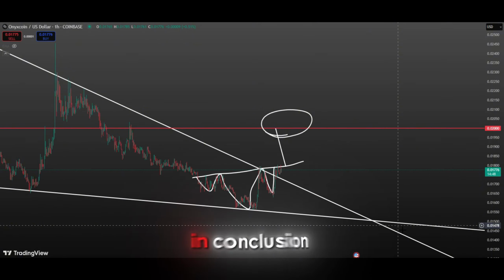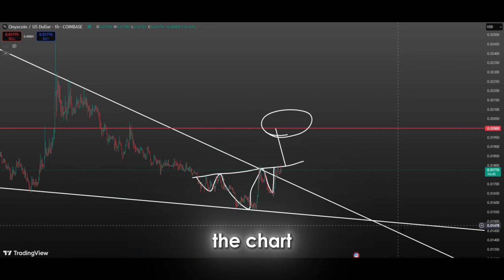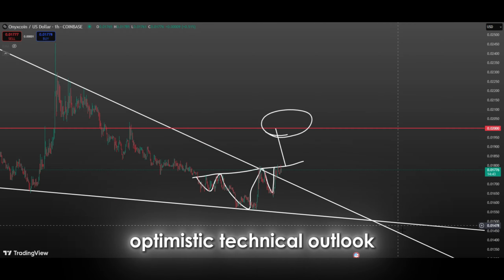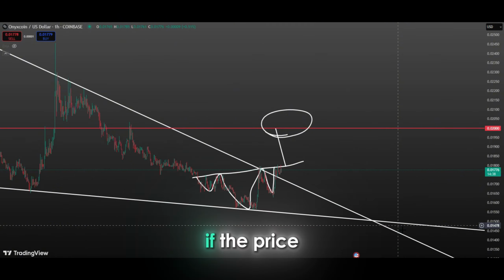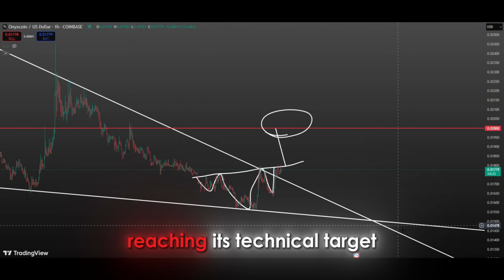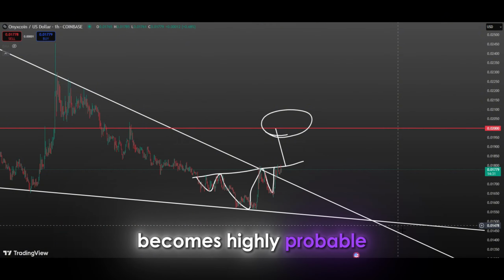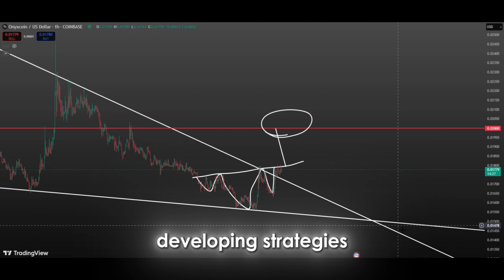In conclusion, this small inverse head and shoulders pattern, clearly visible on the chart, presents a highly optimistic technical outlook. With the right shoulder nearly complete, attention now shifts to the neckline. If the price breaks through this level strongly to the upside, the pattern will become active, and the likelihood of the price reaching its technical target becomes highly probable. It's important for market participants to consider such structures when developing strategies, as doing so can help minimize risk and allow for better timing of entries.